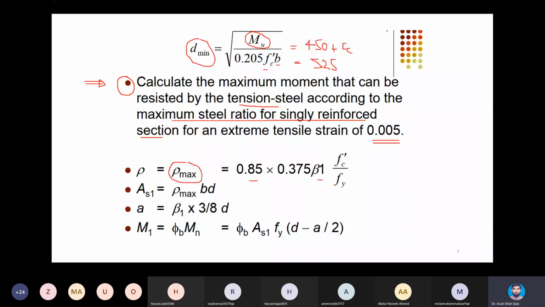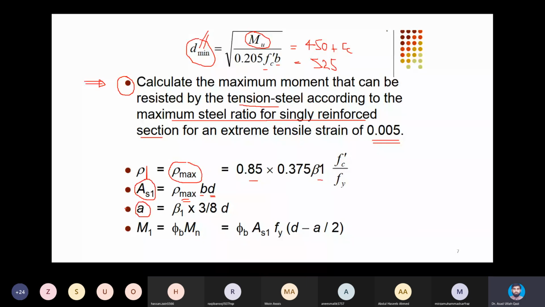From this rho max, multiply that rho max with the b of the cross section and with the d which was allowed by the architect, the maximum permissible effective depth, which obviously is less than d minimum required for singly. So you are using rho max of singly and the allowed effective area b into d, and in this way the area you will get, you will call As1. As1 means that area of steel which is based on the rho max of singly.